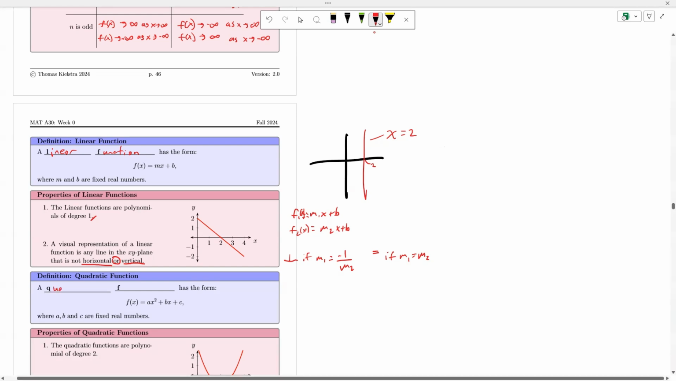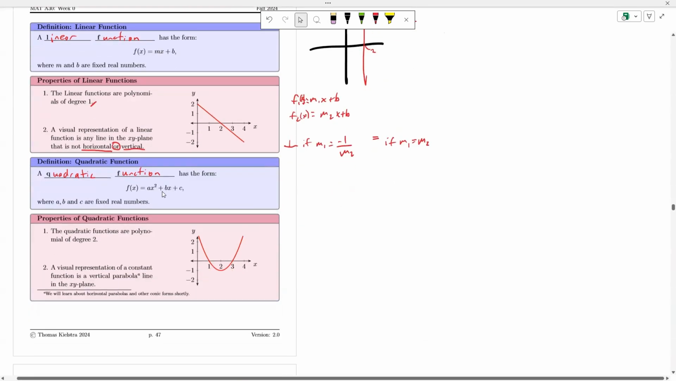Next, we have our quadratic functions. Now, quadratic functions have the form ax squared plus bx plus c, where a, b, and c are real numbers. The quadratic functions are polynomials of degree 2, and a visual representation of a quadratic function is a vertical parabola in the xy plane. Now, we will learn about horizontal parabolas and other conic forms shortly. We simply have a vertical parabola now.